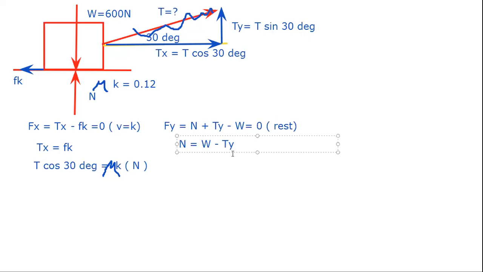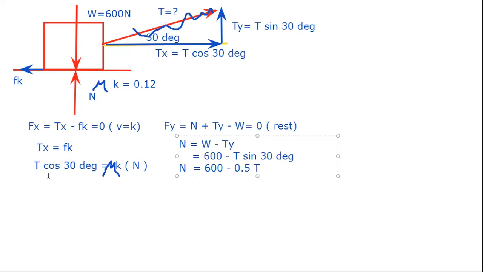So to get our n, that is equal to w, which is 600, minus t sub y, which is t sine of 30 degrees. So what is sine of 30 degrees? Sine 30 is 0.5. So 0.5 of t. And this is our equation for the variable n. So n is equal to 600 minus 0.5 of t.